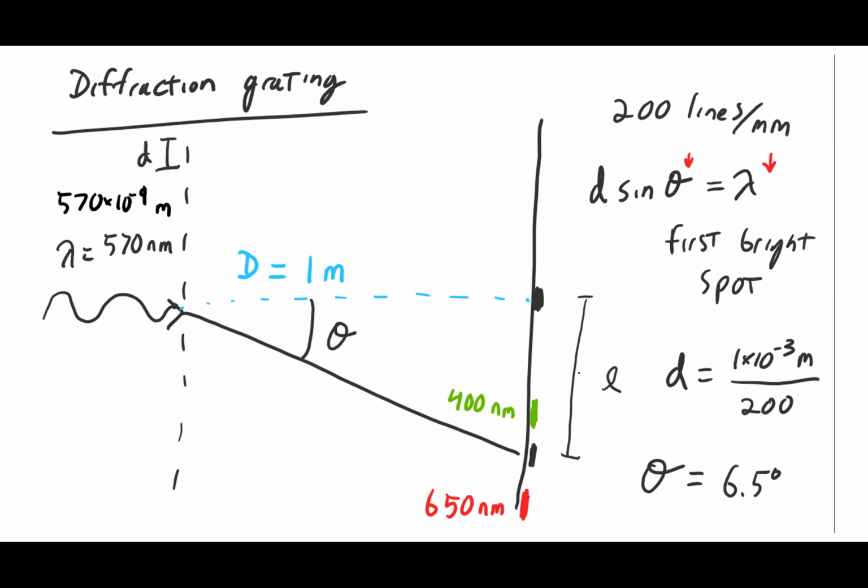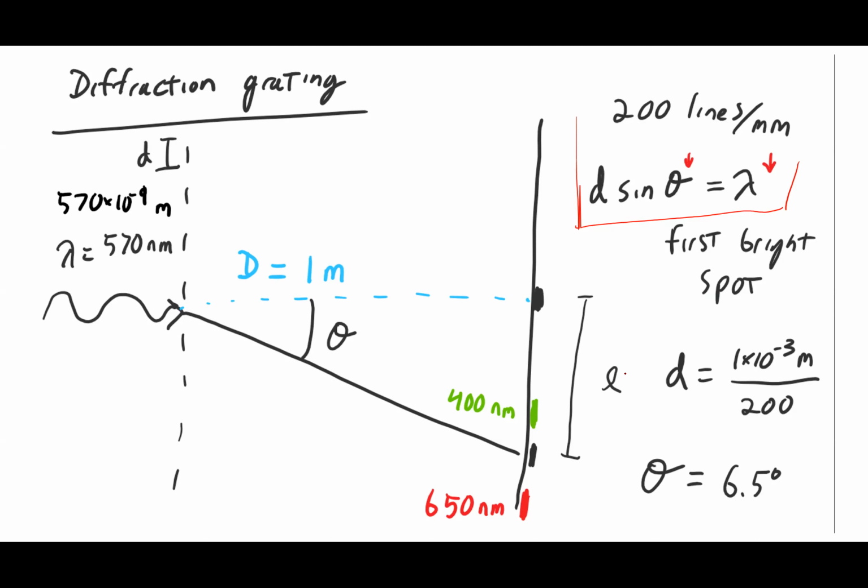If I do that, I can use the same equation I had before to find the angle. So the distance is 1/200th of a millimeter, so 10 to the minus 3 meters over 200. The wavelength, right, was 570 nanometers. So I can find an angle of 6.5 degrees, and I can figure out where on the screen that shows up.